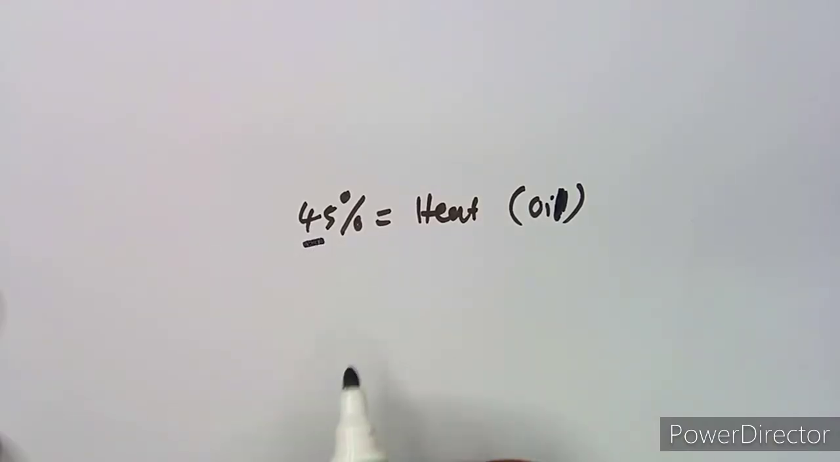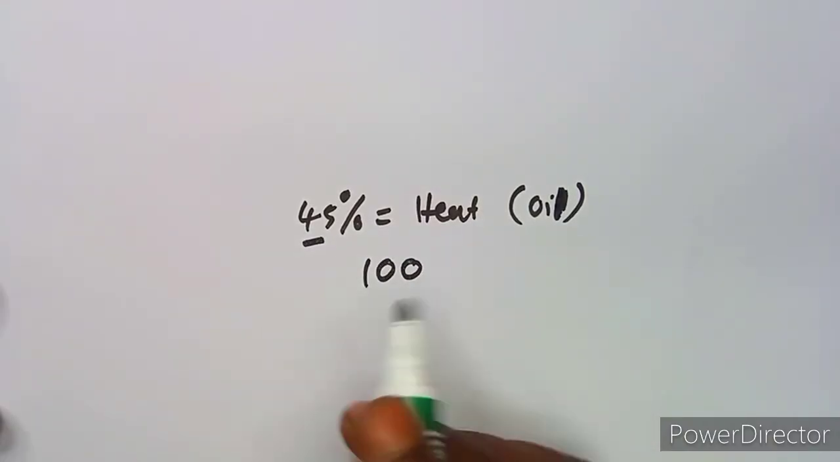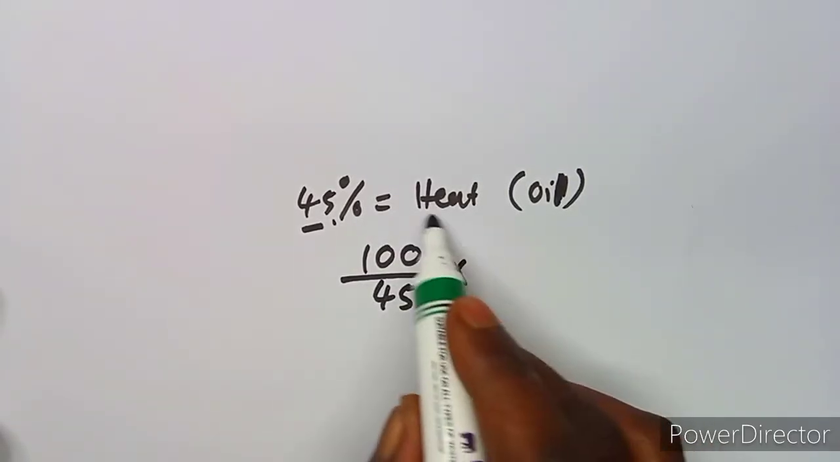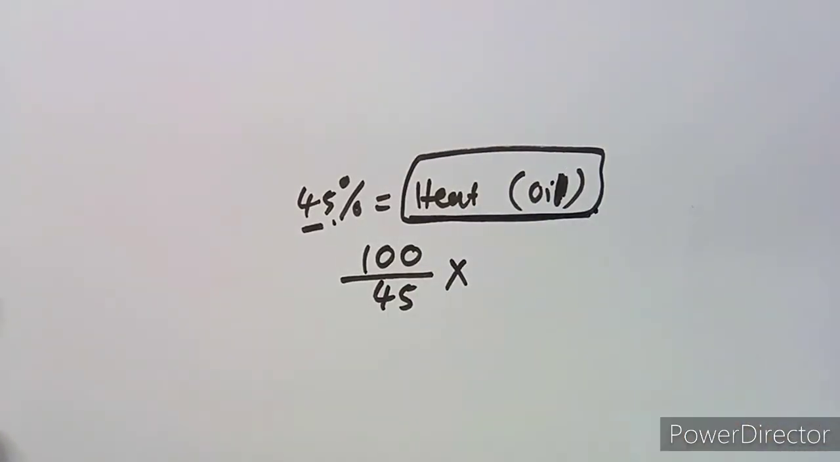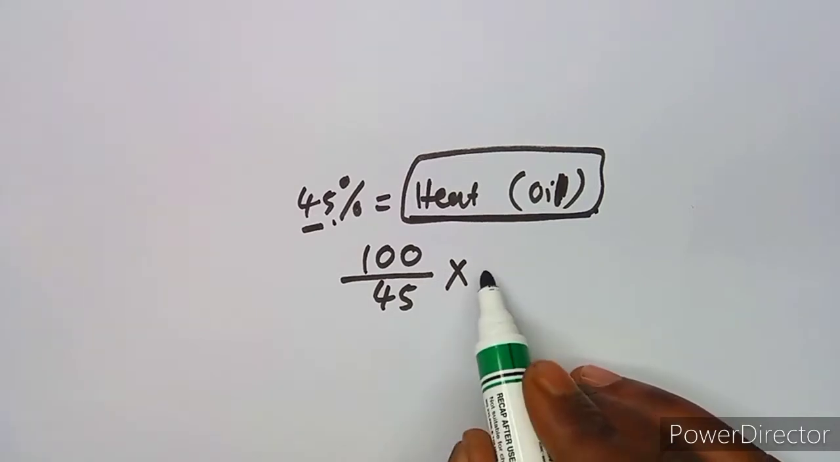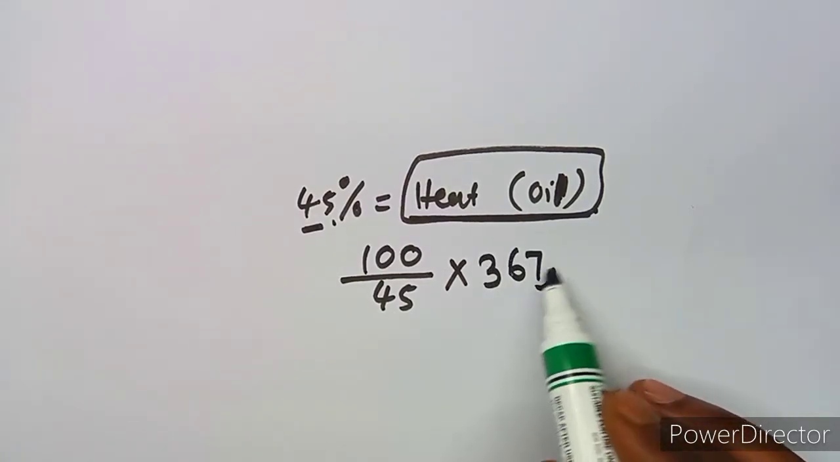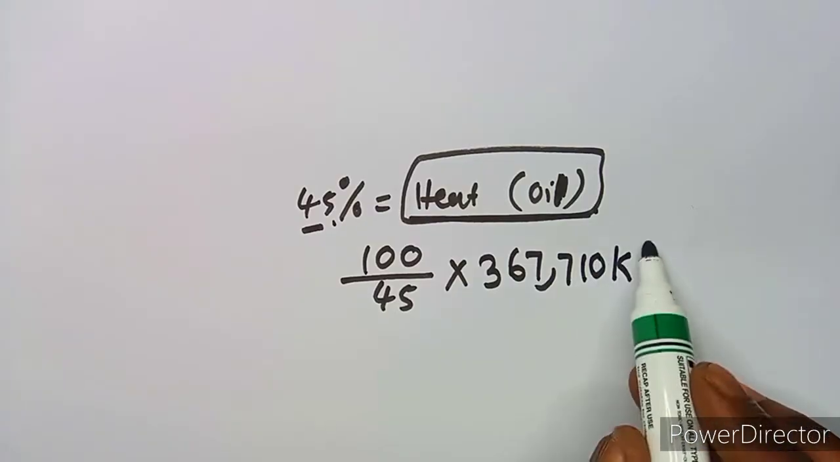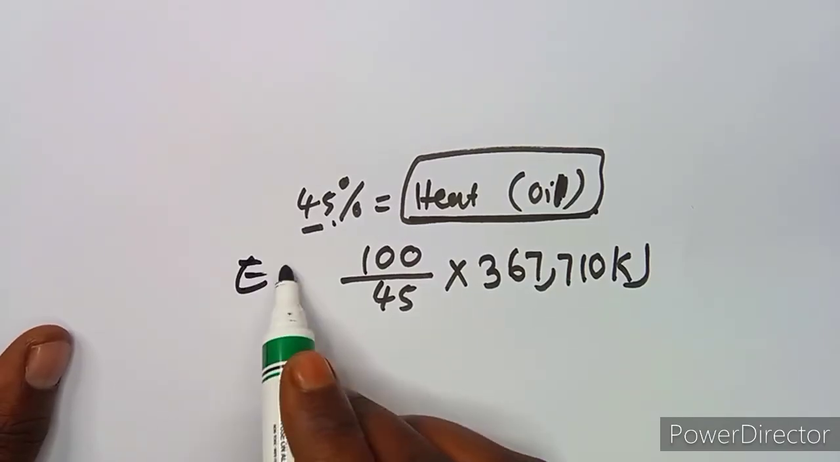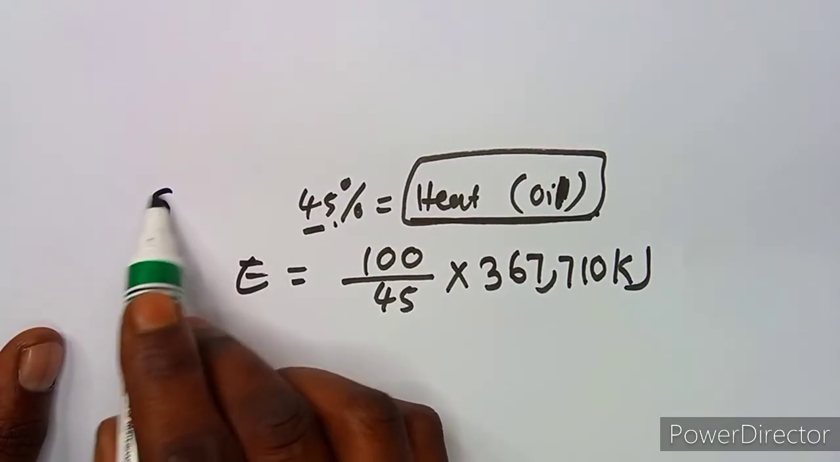So if it is 45%, therefore the one that we want is going to be 100%. So it's going to be 100% over 45 multiplied by the heat that we used, that was taken by the oil, which is the one that we have here. So it will be vice versa now. So it's this one, which is 367,710 kilojoules. Okay, so that is going to be the 100% of what, of the fuel. Okay, so this is E for the fuel. Okay, and this is 5.12.